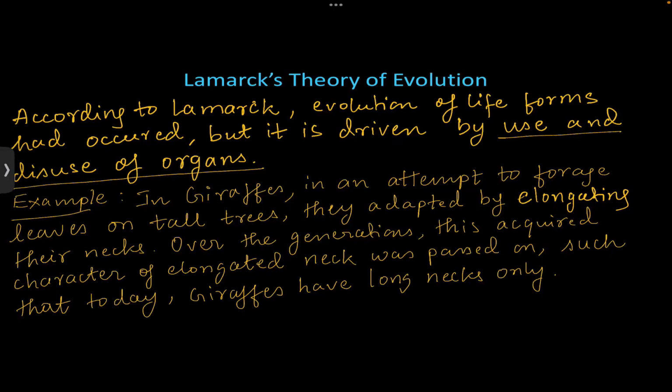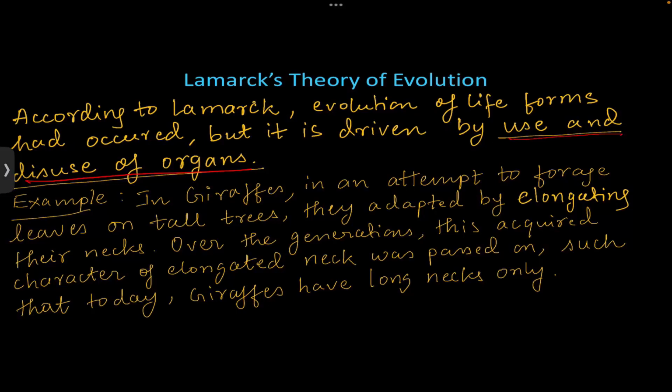According to Lamarck, evolution of life forms had occurred. Yes, it has occurred, but this evolution is driven by use and disuse of organs. What this means is that certain organs in a particular individual, if they favor the survival of that organism in that habitat, will be used more and more. Whereas another organ in the same individual, if it is not used in its lifetime, will not get passed on to the next generation. So useful organs get passed on, while those which are not useful don't. And that is how, after a few generations, a new species evolved, according to Lamarck.